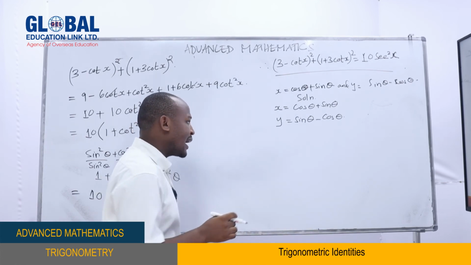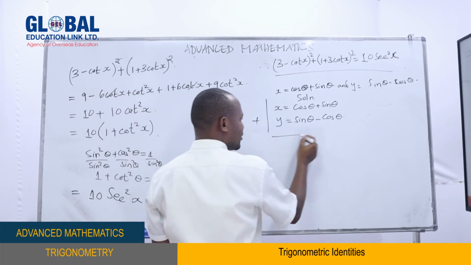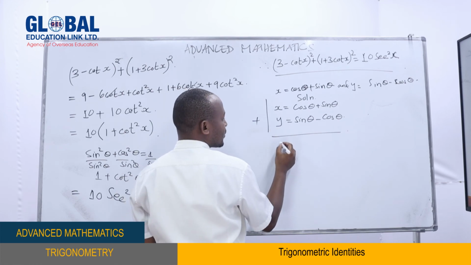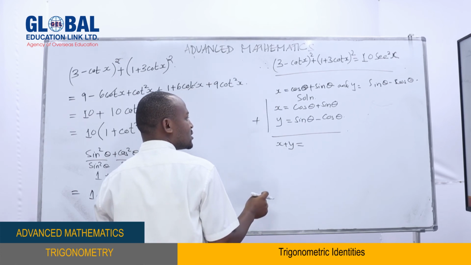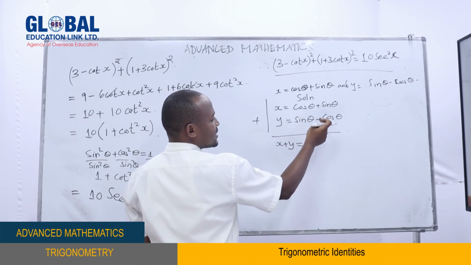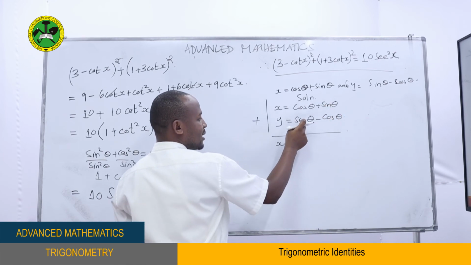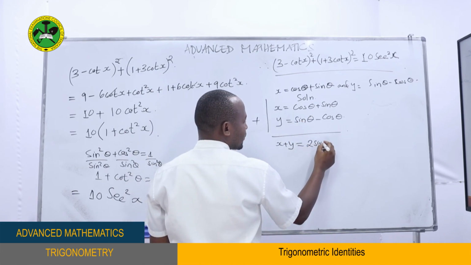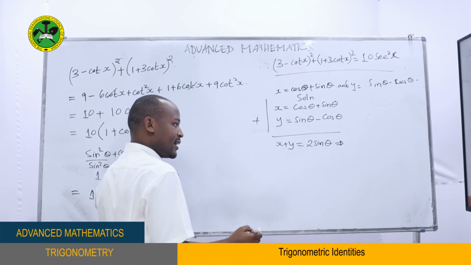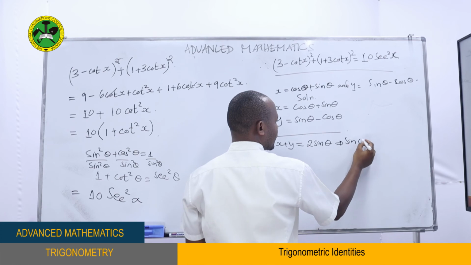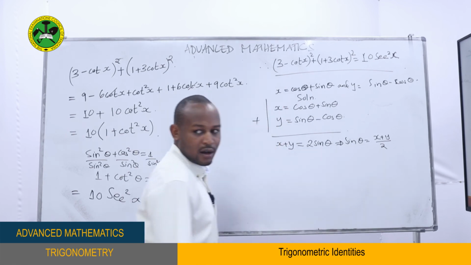Now I will add the two equations. Adding the two, what are we going to be left with? We are going to be left with x plus y is equal to what? We have a positive cos and a negative cos, that means adding the two, it will go equal to 0. And sin theta plus sin theta equals 2 sin theta. Implying that sin theta is equal to x plus y over 2.